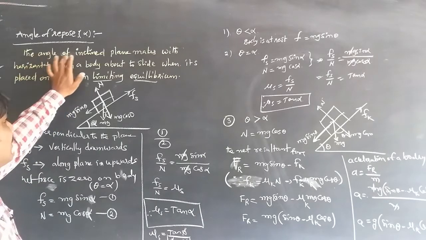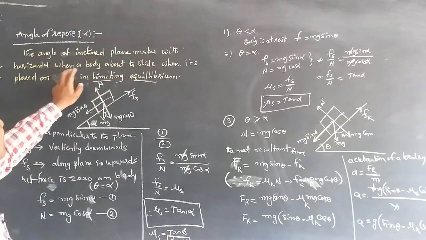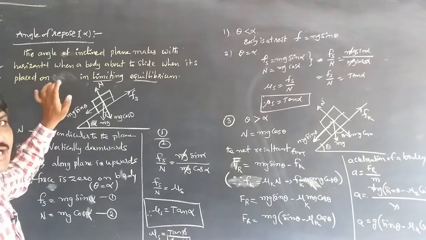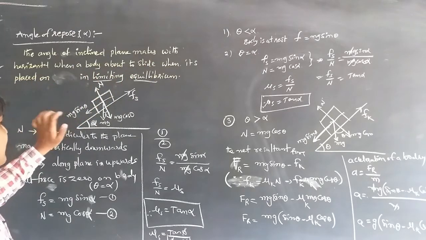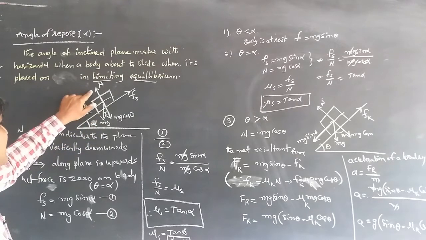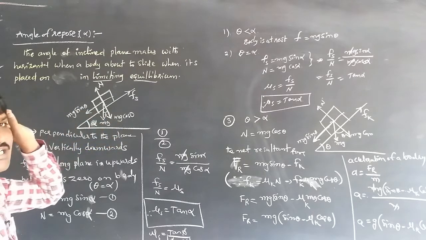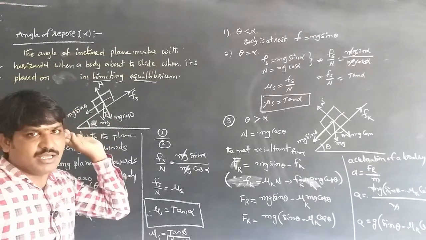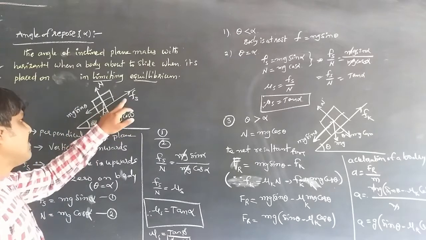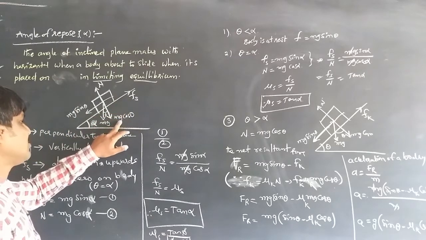Then the angle of inclined plane makes with the horizontal when a body is about to slide, when it is placed in limiting equilibrium. When the body is about to slide, the normal reaction is balanced by mg cos theta, and the net resultant force acting on the body is 0. So mg sin theta is balanced by the frictional force.